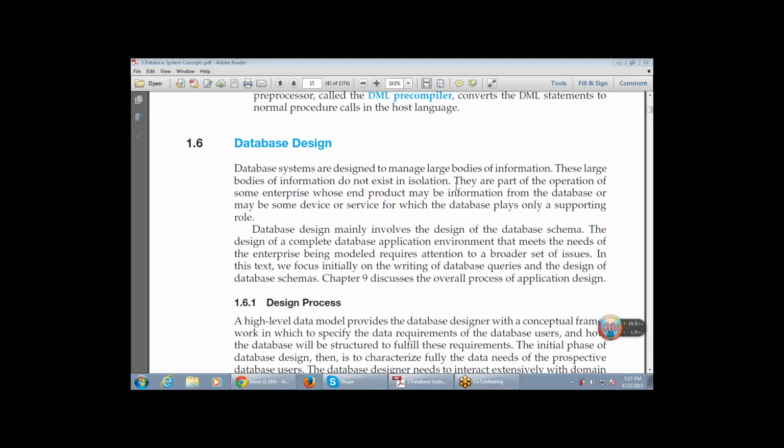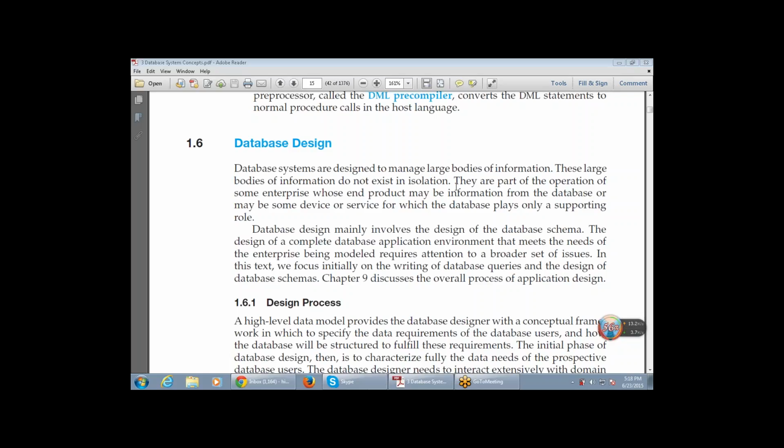Database systems are designed to manage large bodies of information. These large bodies of information do not exist in isolation, that is, they are not available in isolation. They are part of the operation of some enterprise whose end product may be the information from the database, or maybe some device or service for which the database plays only a supporting role.